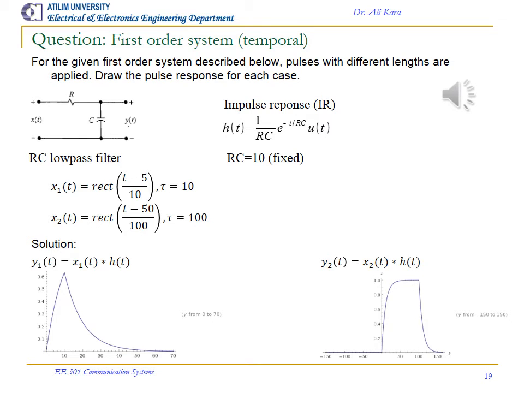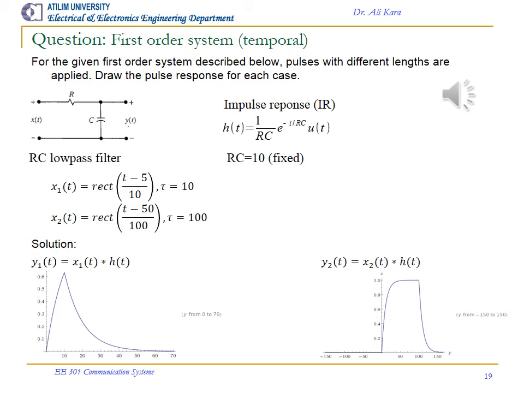Question: first-order system, temporal. To the given first-order system described below, pulses with different lengths are applied. Draw the pulse response for each case. RC multiplication is fixed at 10. x1 equals rect((t minus 5) over 10). x2 equals rect((t minus 50) over 100). The shifting in time is made for the pulses to be defined for positive time only.